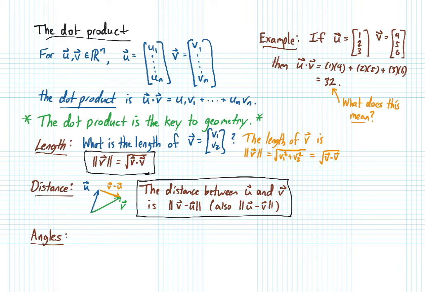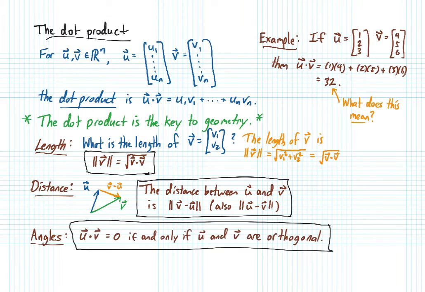All right, so then the next thing is angles. The most important thing to know here is that if you have two vectors u and v, then u dot v will be equal to 0 if and only if u and v are orthogonal, which means that they're at right angles to each other. They're perpendicular. And here's why this is true.